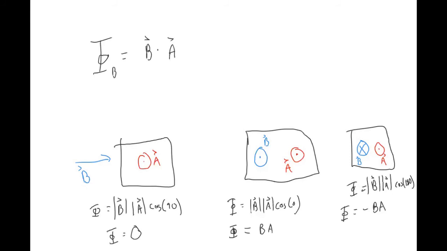And the units for magnetic flux are just the unit for magnetic field, which is Tesla, times meters squared. So the units would be Tesla, and then meters squared.